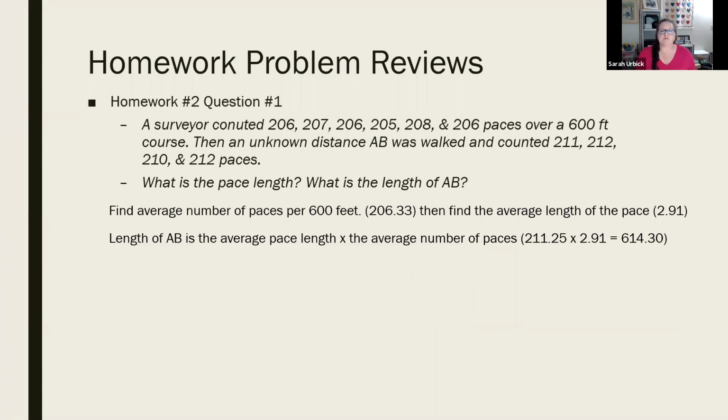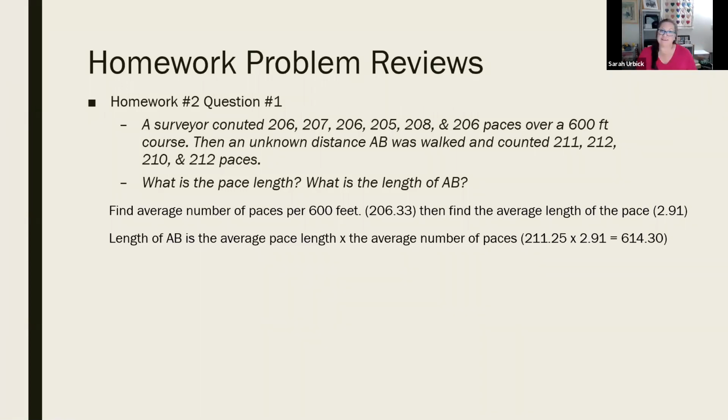So to find the average number of paces over 600 feet, we find the average number of paces total, then divide the 600 feet by the 206 and come up with an average length, average number of feet per step, per pace. We carried that out to 2.91. What I wanted to address was the rounding that was happening. Some people rounded a little too early in the problem.